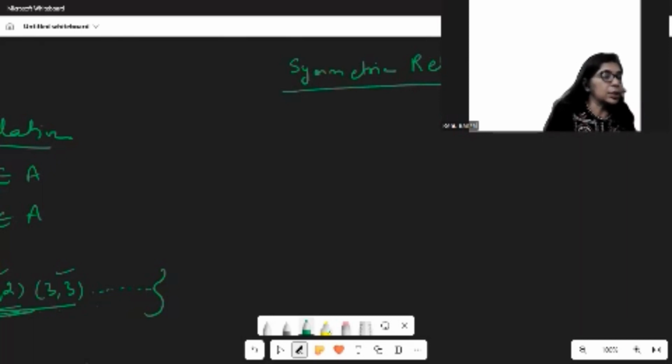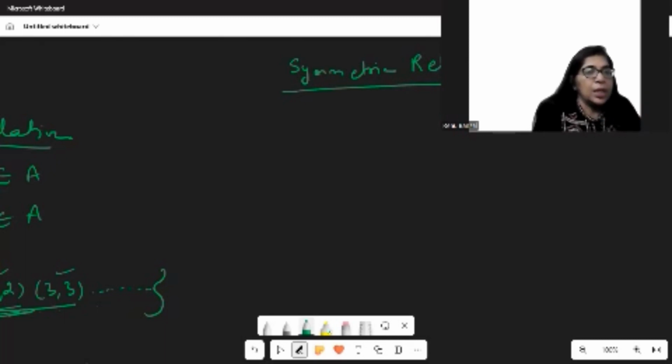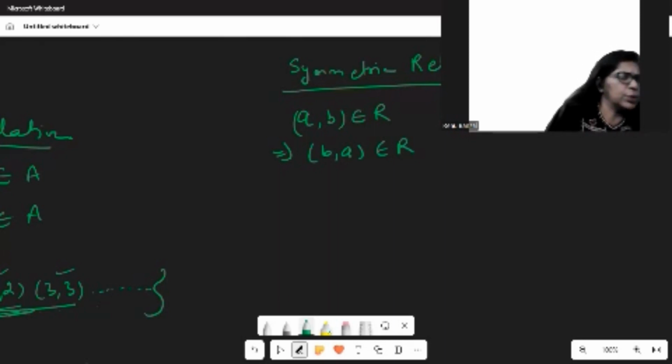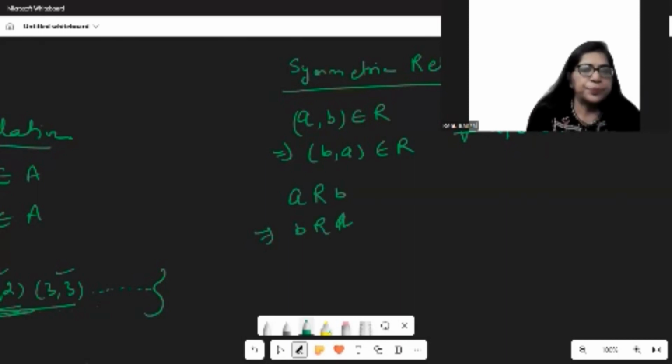A relation R defined on a set A is symmetric if (A, B) belongs to R, that is, A is related to B by R, which implies (B, A) also belongs to R, for all A, B belonging to A. That means if A is related to B, then B must be related to A. Is it fine?